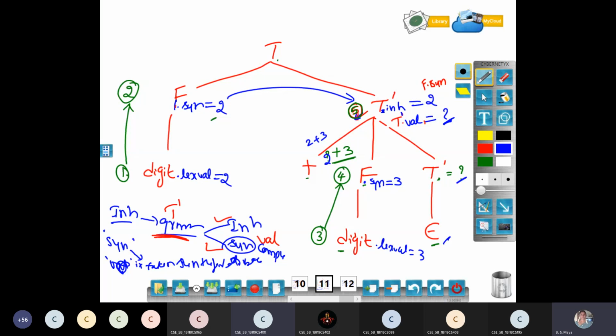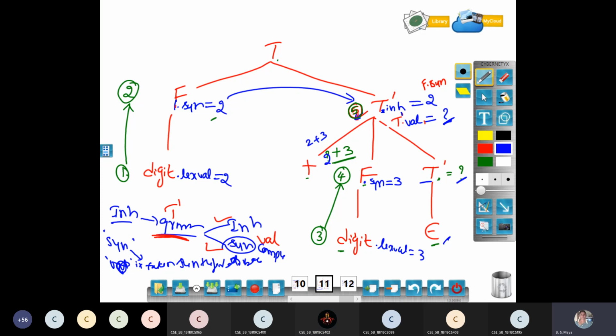Now I got 2, I got plus, I have 3. Still I am not calculating 2 plus 3. For that part, 2 is inherited from the parent, plus is there, 3 is there. I want to come here. I want to calculate this T dash.